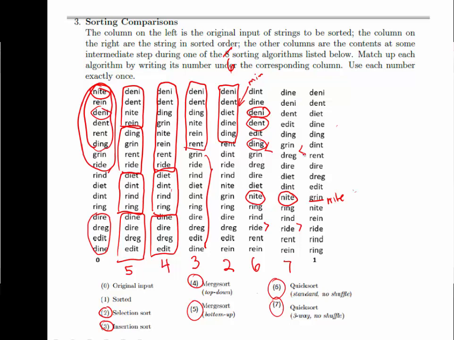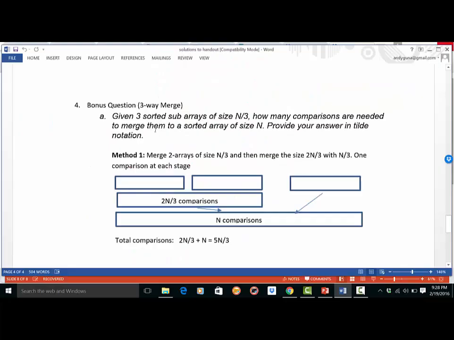Okay, so that's one of the ways to look at this, but you can take a look at the bonus practice question of the midterm, which is the three-way merge sort. So the question here is that given three sorted subarrays of size n over 3, how many comparisons are needed to merge them to a sorted array of size n? Now we know the merge sort deals with two subarrays of size n over 2, and it has a complexity factor of n log n.